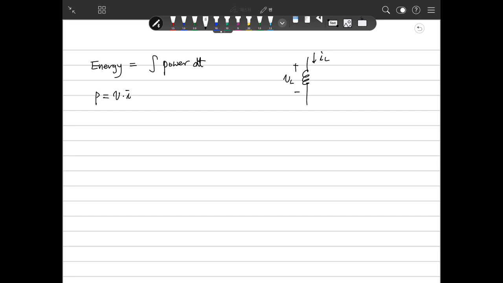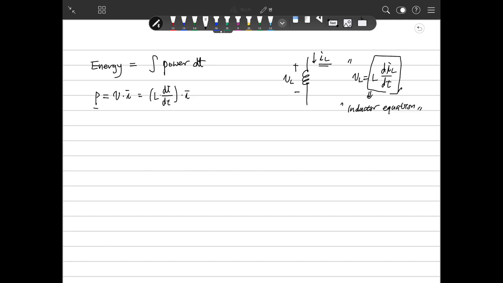Then the relationship between the current and voltage is like this: V_L is L times dI_L/dt. This is the inductor equation. So we can substitute the voltage here with this value, inserting V as L dI/dt, and I, which gives the power in the inductor. So when the current is flowing here, then the power looks like this.